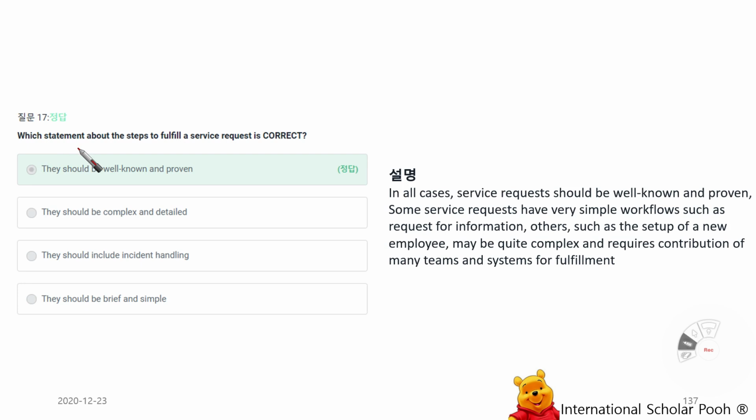Which statement about the steps to fulfill a service request is correct? They should be well known and proven. In all cases, service requests should be well known and proven. Some service requests have a very simple workflow, such as requests for information. Others, such as the setup of a new employee, may be quite complex and require contribution of many teams and systems for fulfillment.